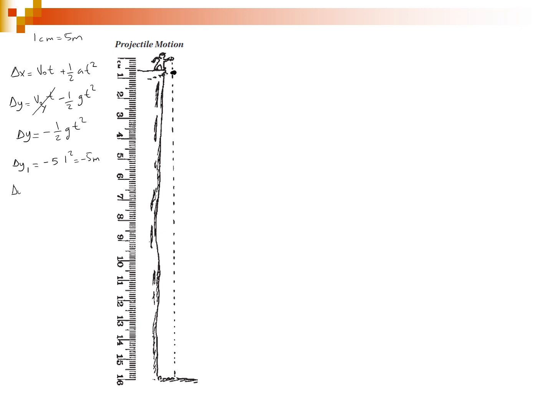For 2 seconds, delta y2, all I have to do is replace the time value. Negative 5 times 2 squared is going to give me negative 20 meters. So it is going to fall 20 meters and it's going to correspond to 4 centimeters here. And next, the 3 seconds is going to be negative 5 times 3 squared, which gives me negative 45, and 45 corresponds with 9 centimeters. 5 times 9 is 45 after all. And delta y for 4 seconds is negative 5 times 4 squared, which gives me negative 80 meters. So the ball is going to be at the ground, 16 centimeters right here. Well, this is if it's just free falling.